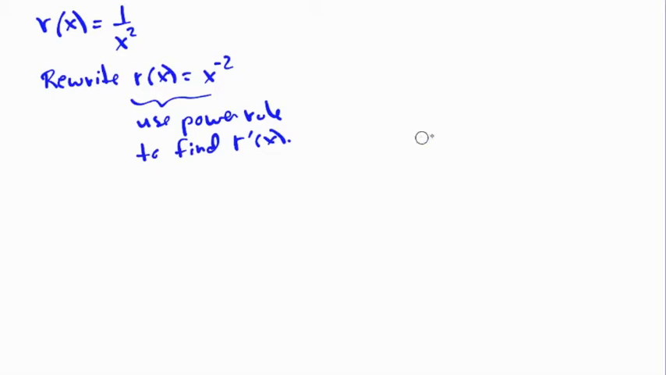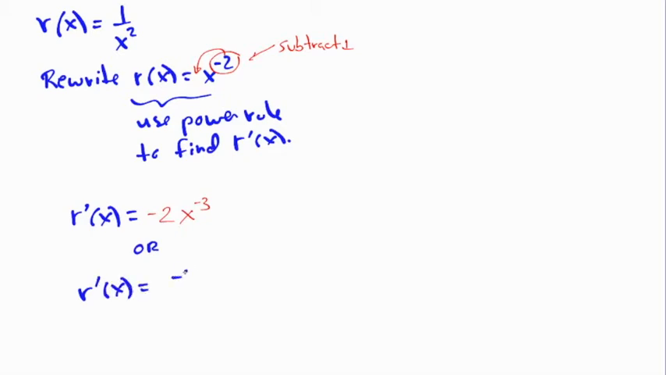So to find the derivative of r of x, we would say r prime of x equals, and we're going to take that exponent and multiply it out front. So that gives us a negative 2x. Now we want to subtract 1. Negative 2 minus 1 is negative 3. So r prime of x will give us negative 2x to the negative 3rd power, or we can write r prime of x as negative 2 over x cubed if we make the exponent positive again, using the reciprocal rule.